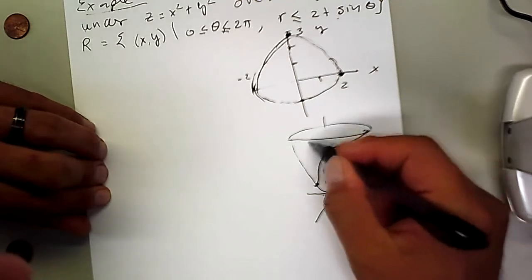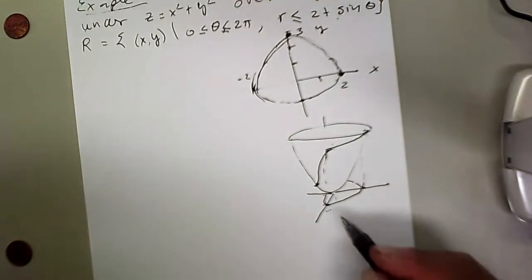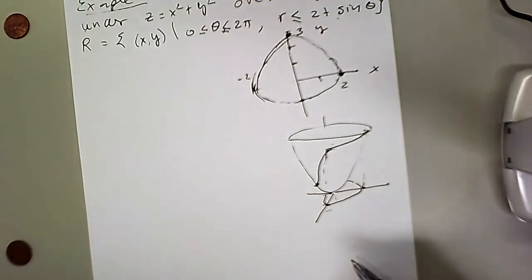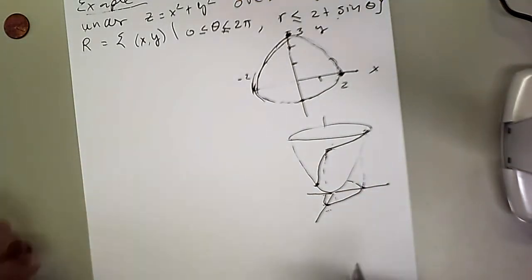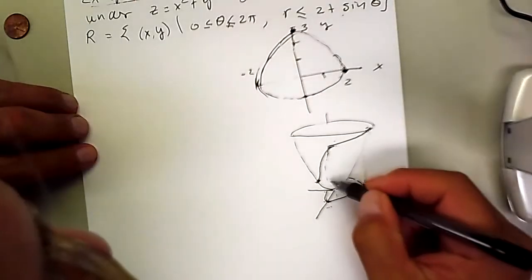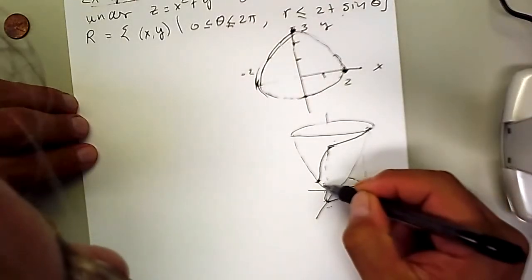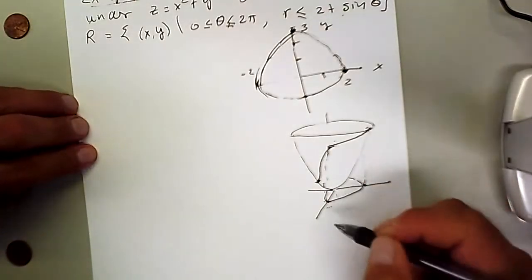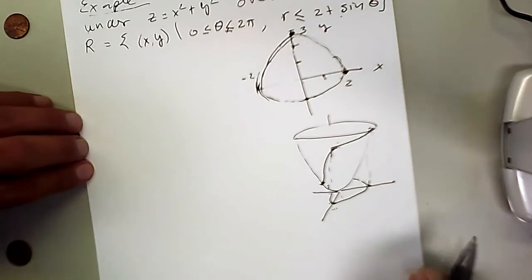So we have something going on like this, and then around. So the question is, what is the volume under this? And that is not obvious. That is not clear.